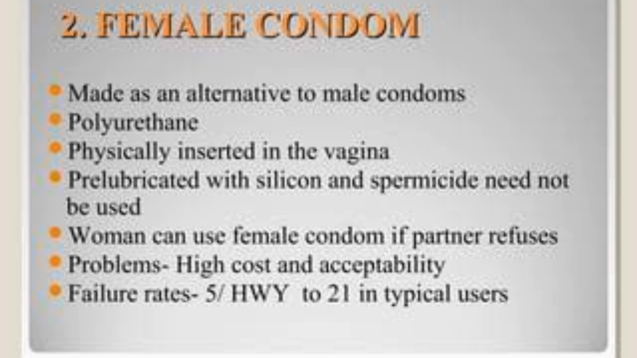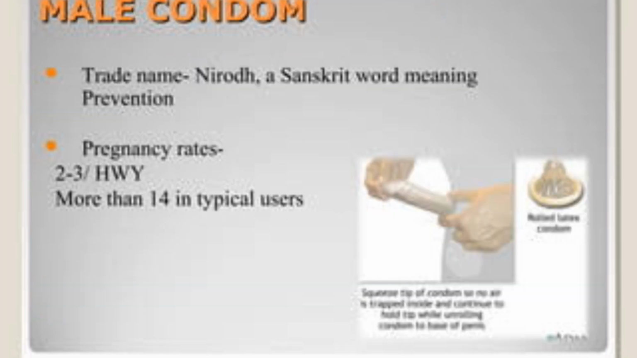Cervical caps are also known as FemShield. They are reusable devices. They can be used again and again. They have higher efficiency than the other barrier contraceptives because of the usage of spermicide in them. So a lot of spermicide will be present, and those chemicals will kill the sperms.